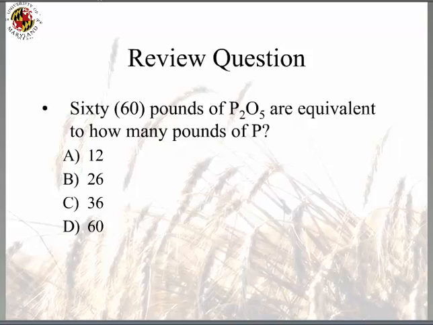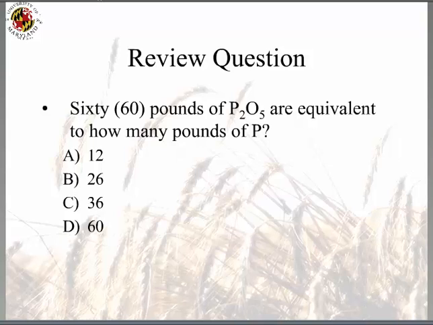What factor do we need? What do we need to multiply P2O5 by? 0.44, okay? So hopefully you know that. You know the one for P2O5 and you know the one for K2O. And which one of these numbers is a little bit less than half, or 44%, of 60?